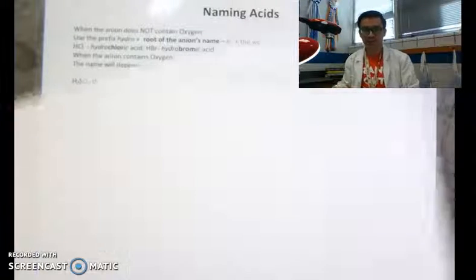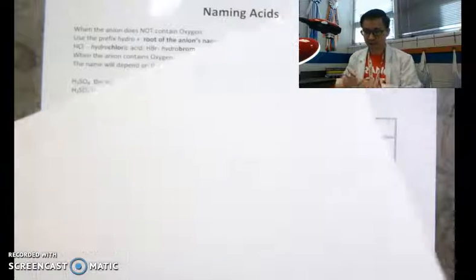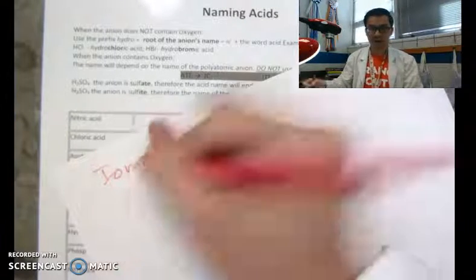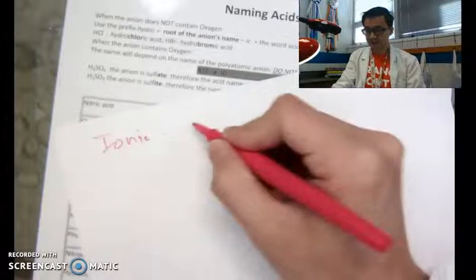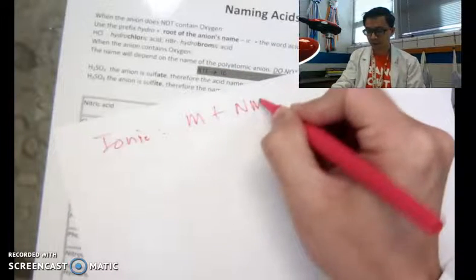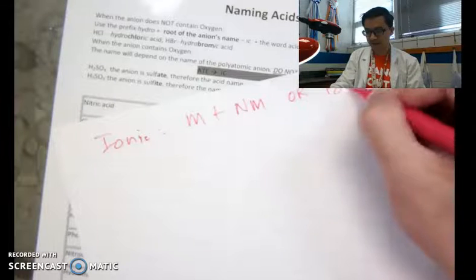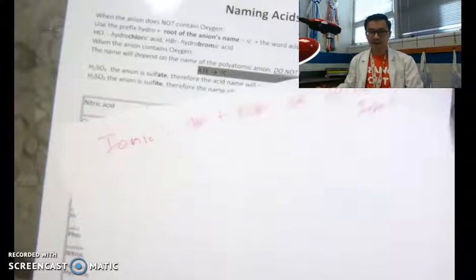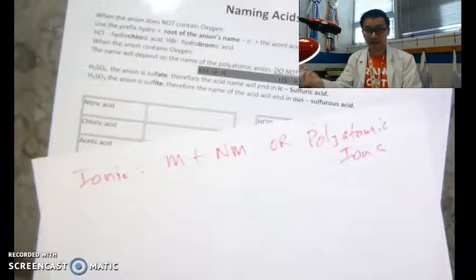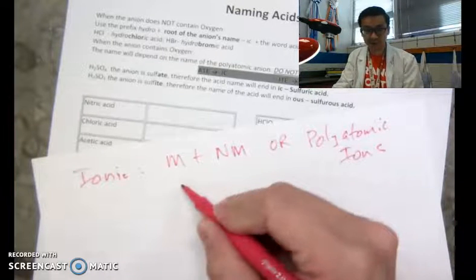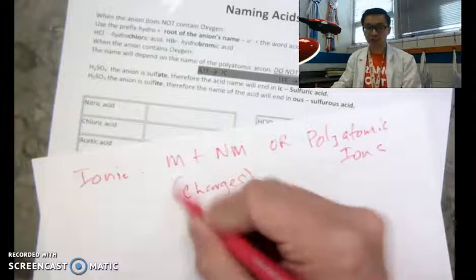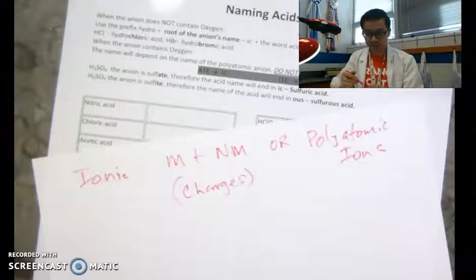So up to this point, we've done a couple of naming already. We did ionic bonds. Remember, ionic is between a metal plus a non-metal, or with the polyatomic ions, atomic ions. And then for ionic formulas, we need to cross charges. The key thing is we need to find the charges of those ions. We cross charges, and there's rules for naming ionic.